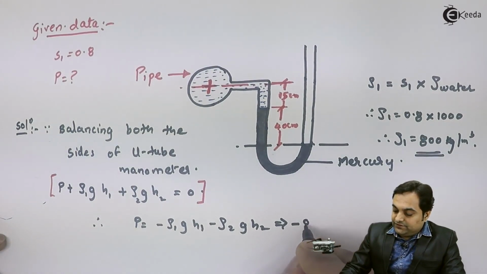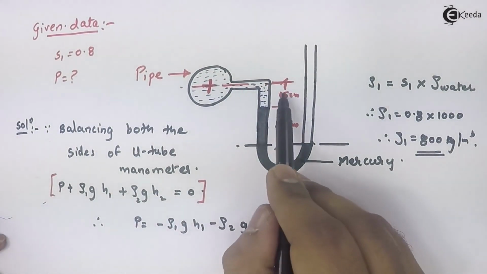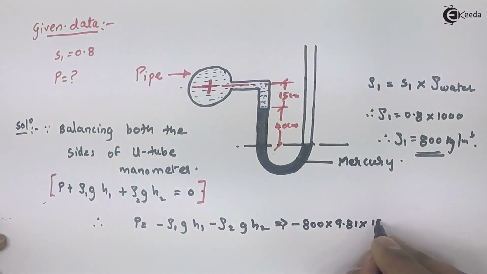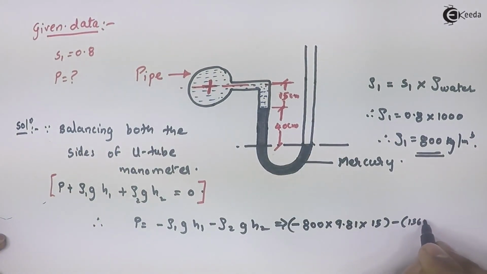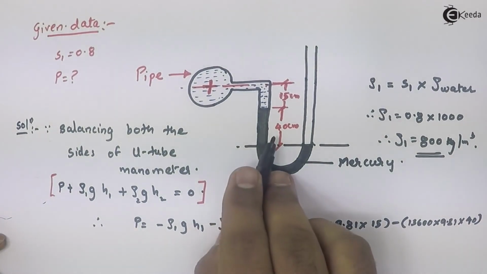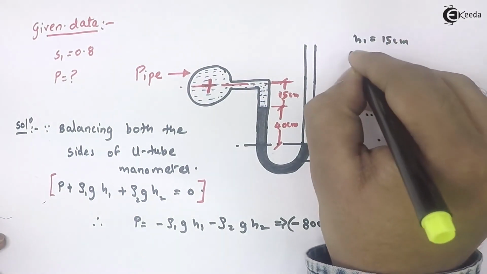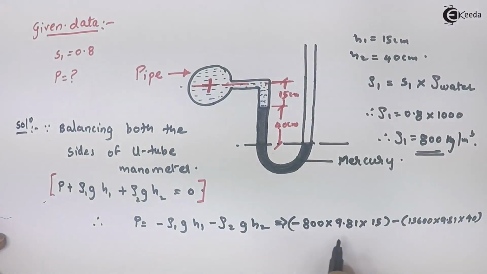So here I'll put the values. It is 800 into g, 9.81, into h1. Here this height of fluid we can take as h1, so h1 is 15 centimeter. Next, minus rho 2. The density of mercury is 13,600 into 9.81, and the height of mercury is h2, that is the level difference. H1 was 15 centimeter, h2, the level difference of mercury, is 40 centimeter. So here I have put all the values.